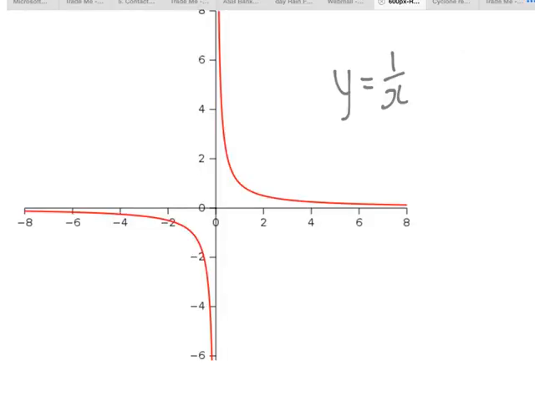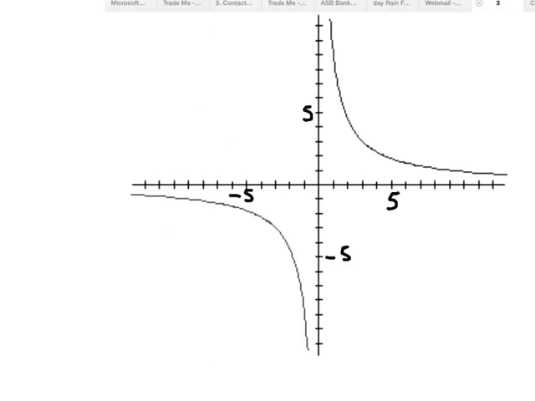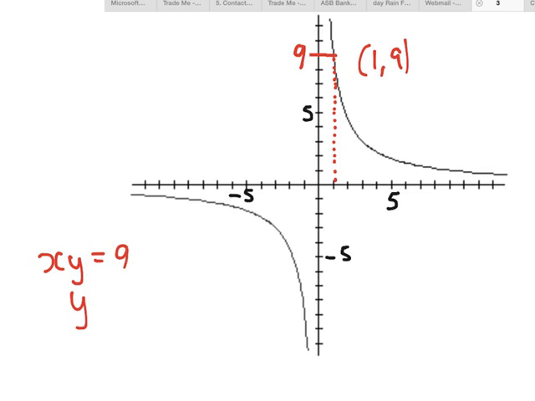This is a more accurate sketch of y equals 1 over x. So for this graph, we need to look at where the point 1 is on the x-axis and where it connects to the y-axis. We get the coordinates 1, 9. Multiplying them, xy equals 9, 1 times 9, or y equals 9 over x. We know that 3 times 3 equals 9. So the point 3, 3 should lie on the graph, and it does. Same for negative 3, negative 3.